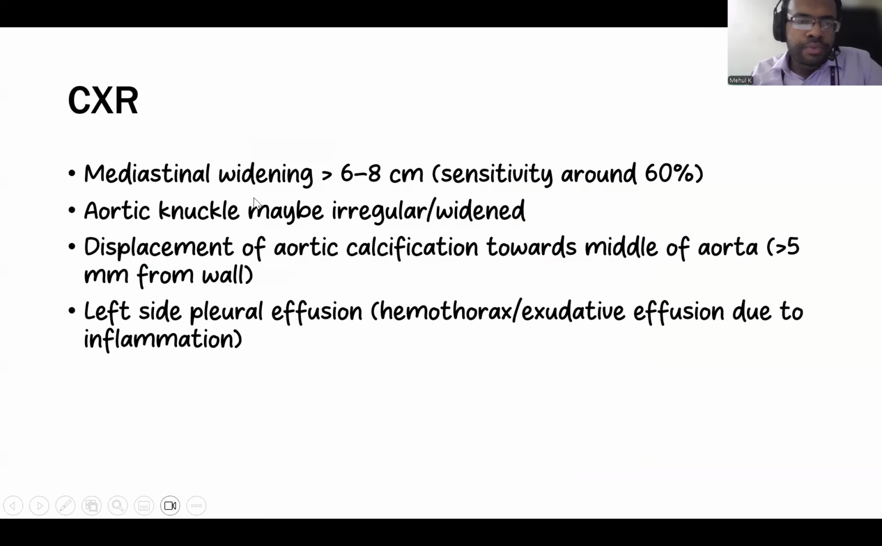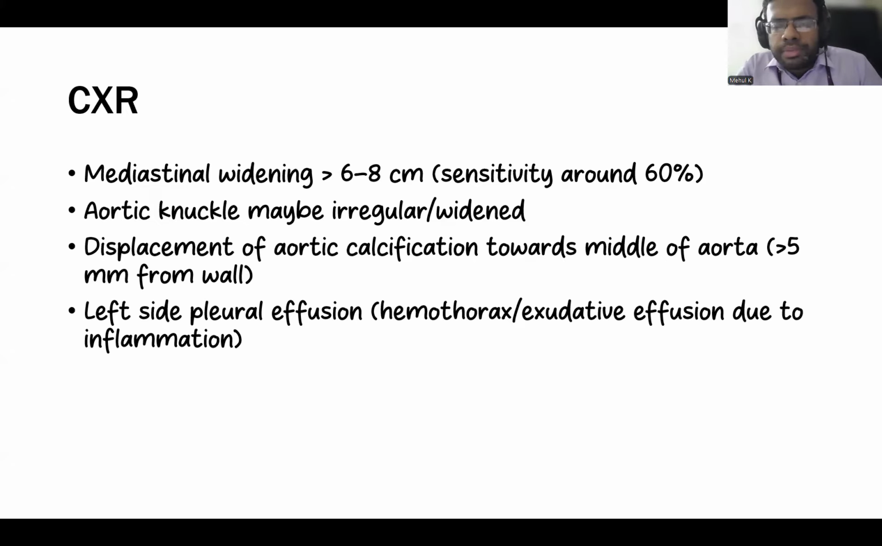Coming to X-rays, there are a few X-ray findings that are quite typical of a dissection. One that you must know is mediastinal widening more than 6 to 8 centimeters, which is considered significant. Sensitivity is, however, poor. It is only around 60%. Why it is poor, we'll come to in a little bit. The aortic knuckle may be irregular or wide; basically, the aortic knuckle looks abnormal, doesn't look normal. Then there is displacement of the aortic calcification towards the middle of the aorta.